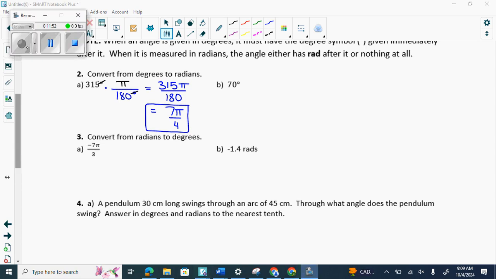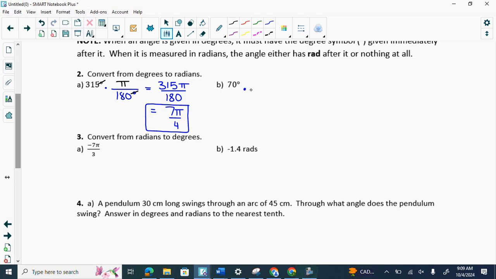So we have 70 degrees. I want the degrees to cancel. I either do pi over 180 or 180 over pi. It's 180 degrees, so that the degree symbols cancel, so I know I'm right. And I put the pi on the top. And then I get 70 pi over 180. When I reduce, these cancel, and I'm left with 7 pi over 18.